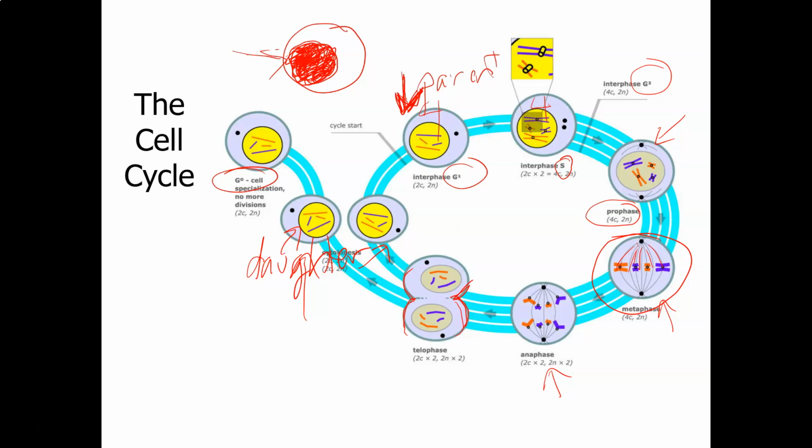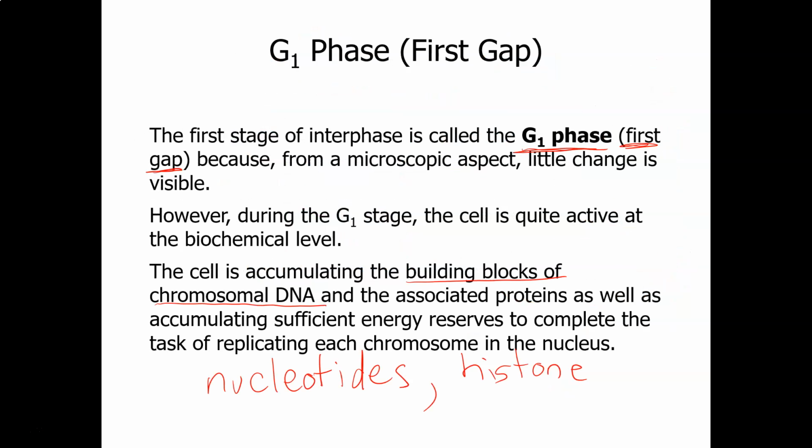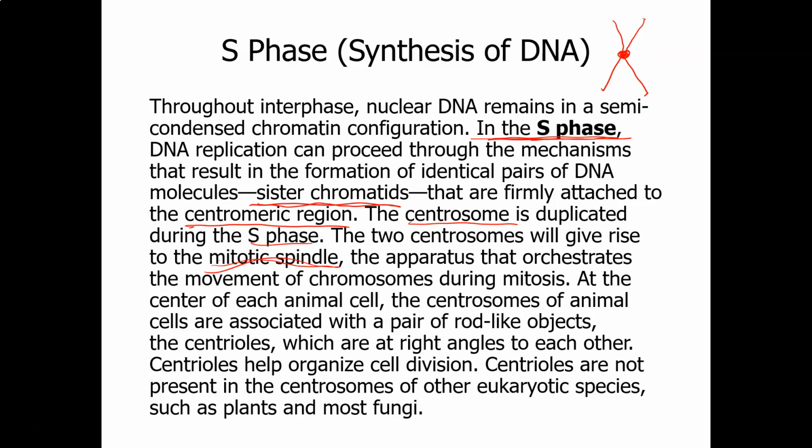And what they're doing is lining them up at the metaphase plate, and then those spindle fibers are going to shorten and pull the sister chromatids apart. Okay, now let's see.